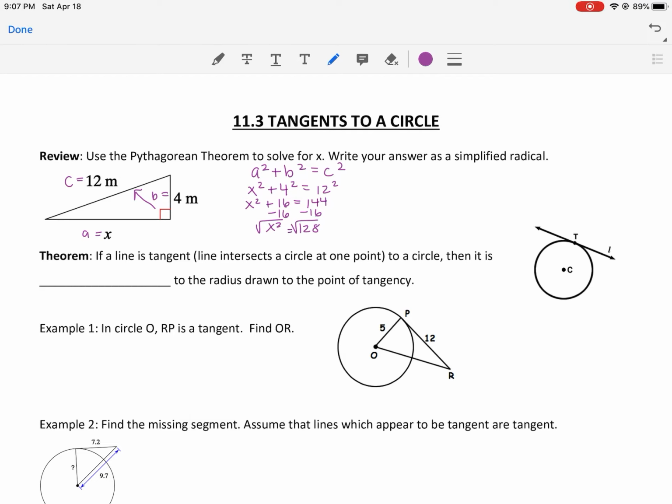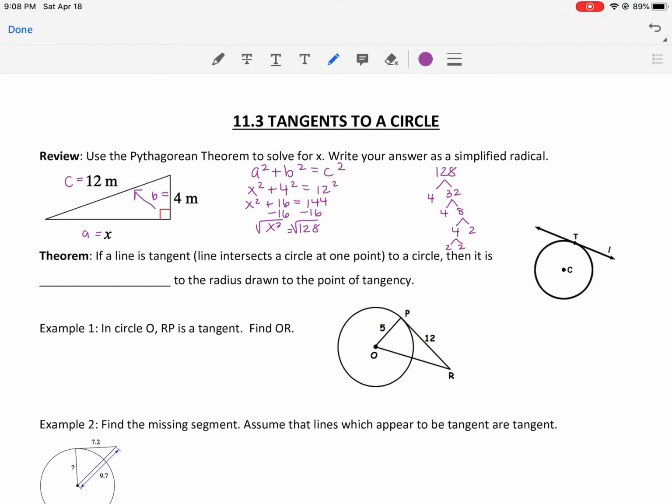In this case, because it tells us to put it in simplified radical form, we're going to take 128 and see what it's divisible by. So 128 is divisible by 4 as an example. So we get 4 and then 32. And 32 is divisible by 4 and 8. So let's break down 8 and we get 4 and 2. And then we can break down 4 and we get 2 and 2.